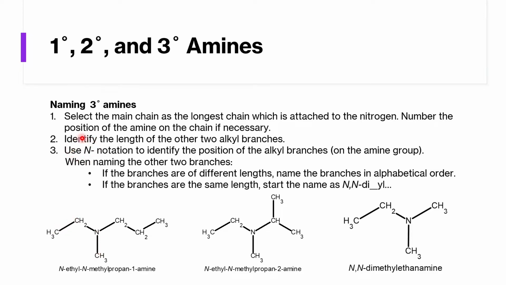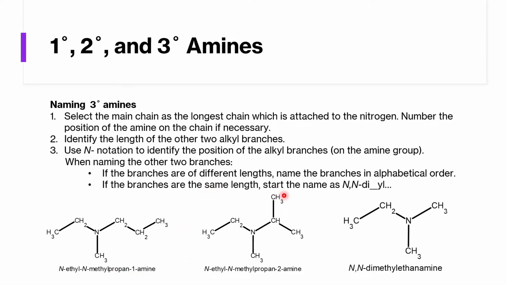We use our N notation to identify their position. They're both attached to the nitrogen. And because the 2 branches are of different lengths, we name them in alphabetical order. So N-ethyl and methyl propane 1 amine.